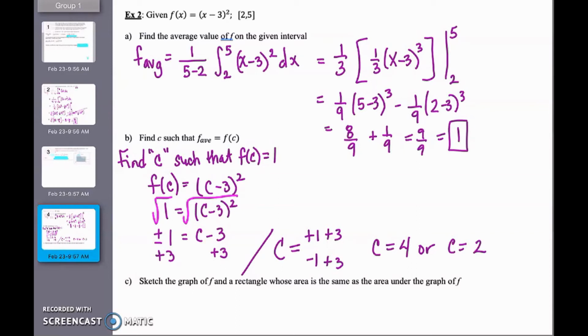So there are actually 2 values that satisfy this for our function. What this means is when we graph it, there are going to be 2 locations on our curve, 2 c values, where the height of the function is the average value of the function. And in this case, we know that the average value of the function is 1. So in our window from 2 to 5, there should be 2 spots where our function has a height of 1.